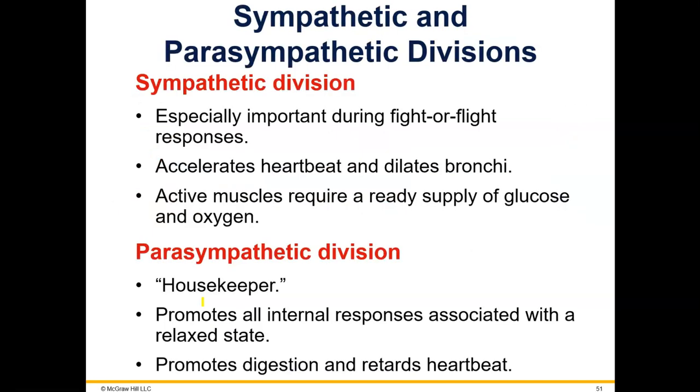There's some information about the sympathetic and the parasympathetic division. Sympathetic is important during fight or flight responses. When you are fighting for your life, running for your life, it's going to speed up your heart rate. It's going to dilate your bronchi or your airways so that you breathe faster and deeper. Blood will be diverted to your muscles so that if you do need to run, you can.